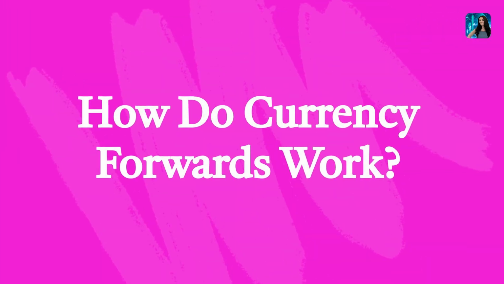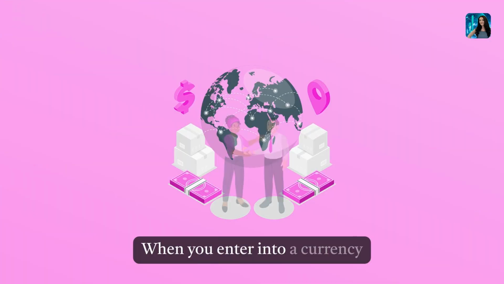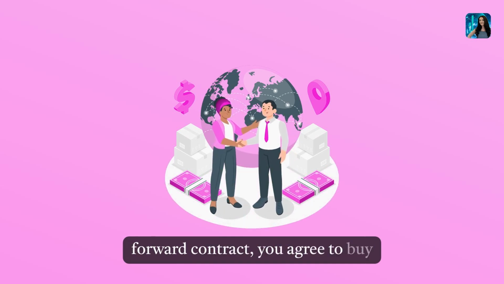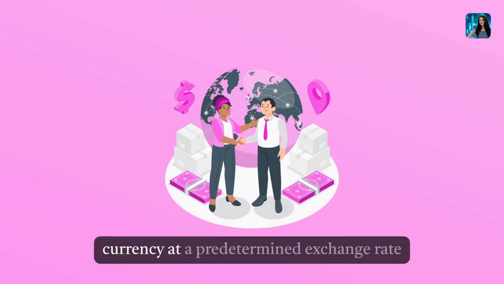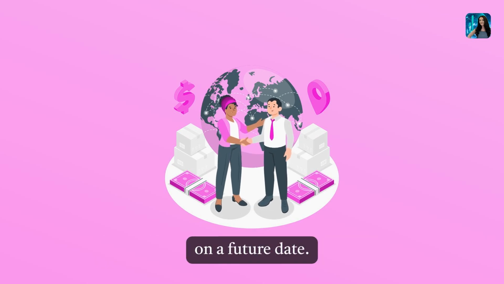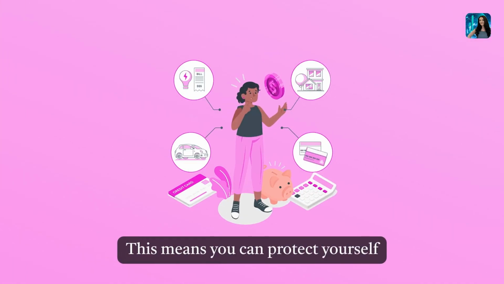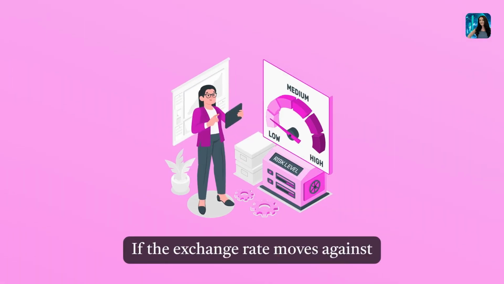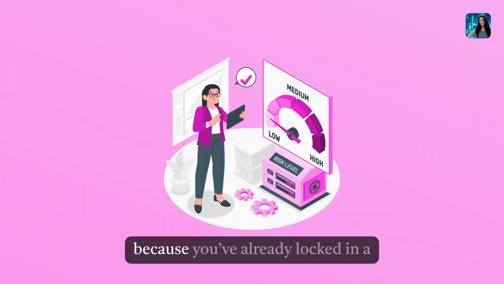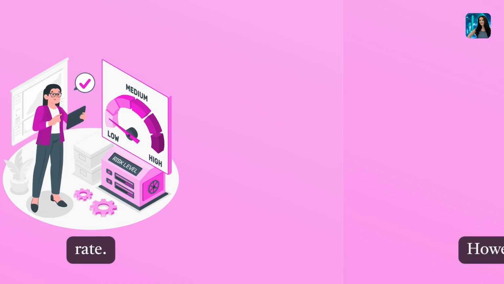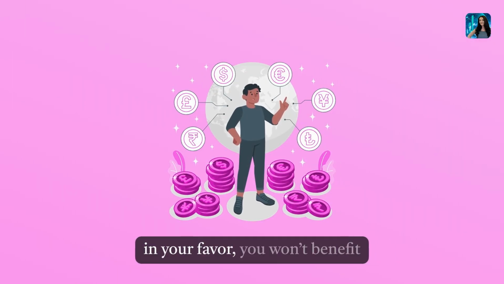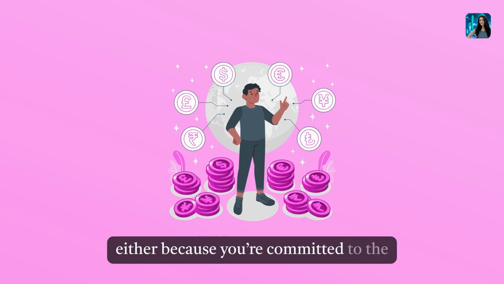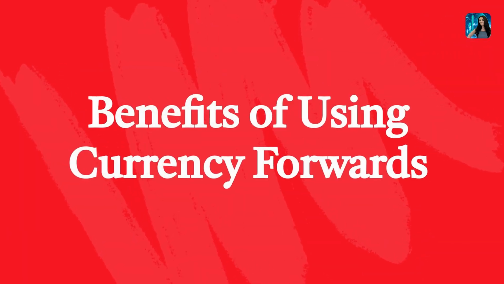How do currency forwards work? When you enter into a currency forward contract, you agree to buy or sell a specific amount of currency at a predetermined exchange rate on a future date. This means you can protect yourself from unfavorable exchange rate movements. If the exchange rate moves against you, your company won't lose money because you've already locked in a rate. However, if the exchange rate moves in your favor, you won't benefit either because you're committed to the agreed upon rate.